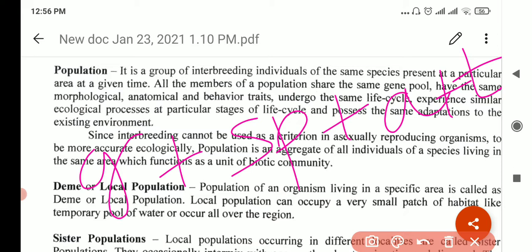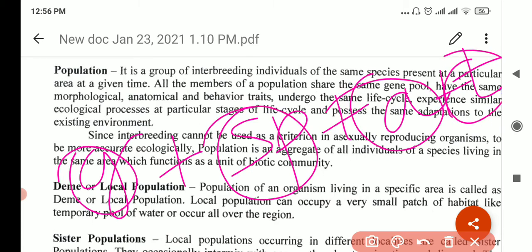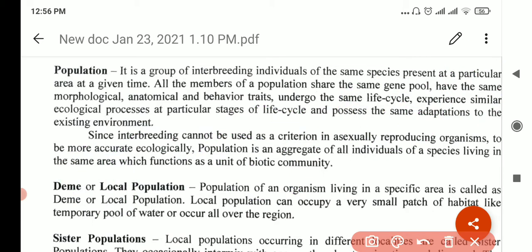So to remember this, I'm giving you these hints on how to remember the definition: group, interbreeding, species, same, area and same time. Okay, so all the members of a population share the same gene pool.